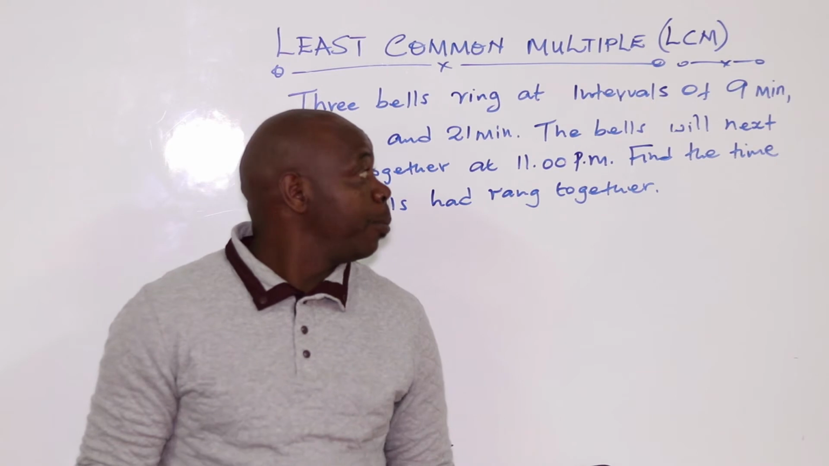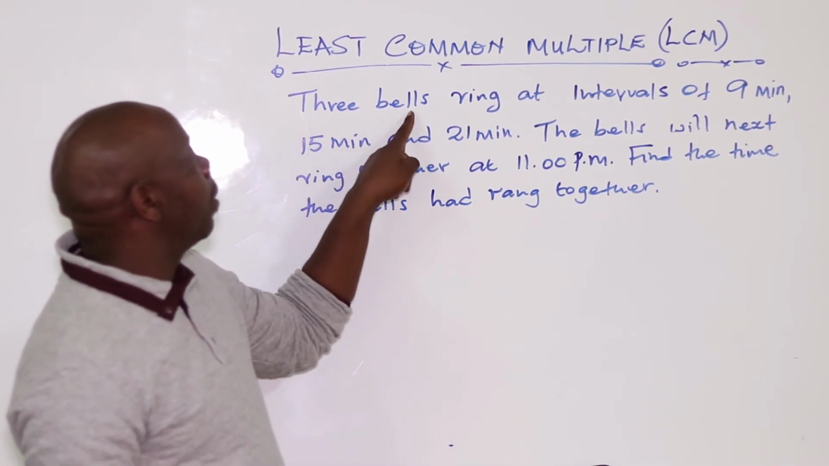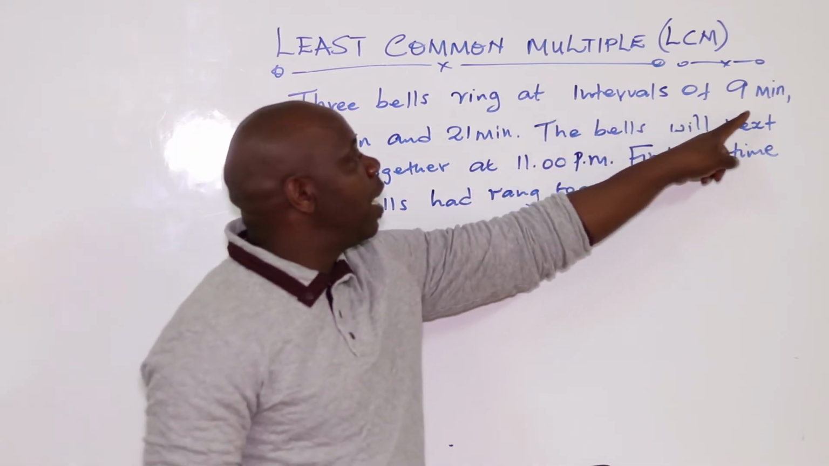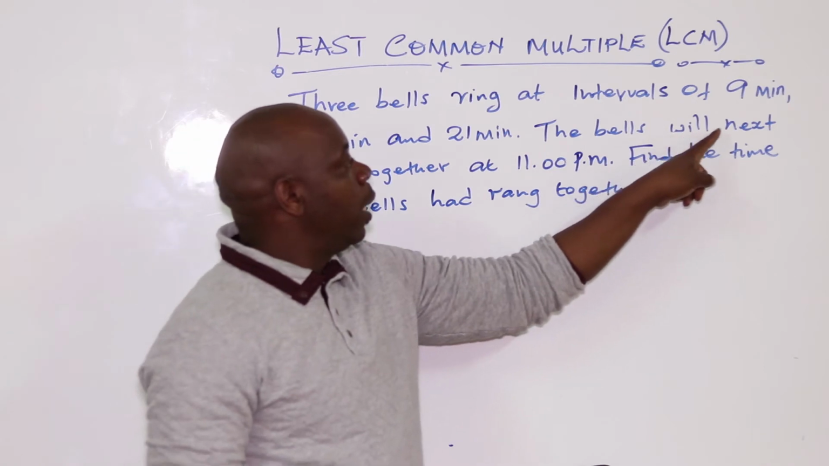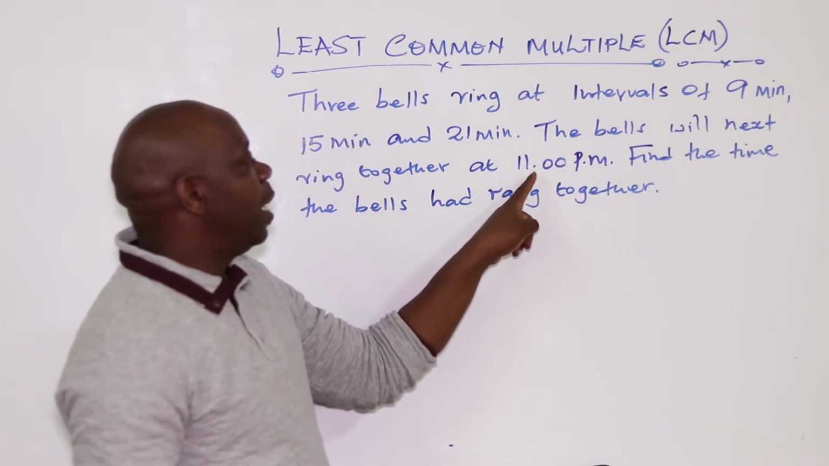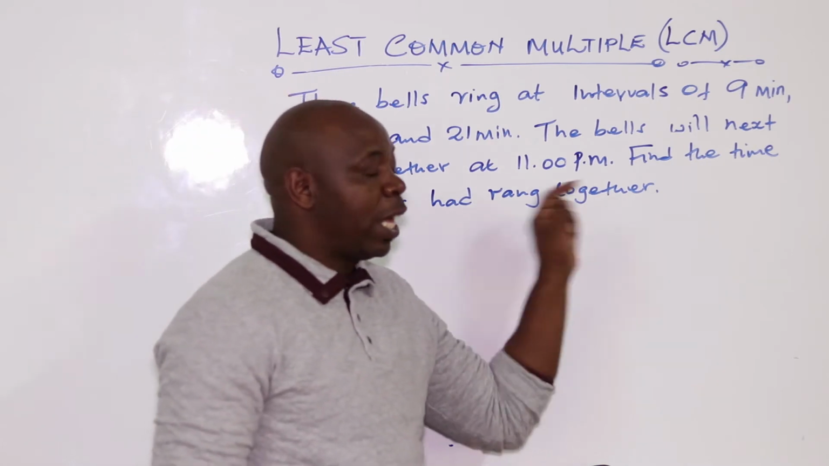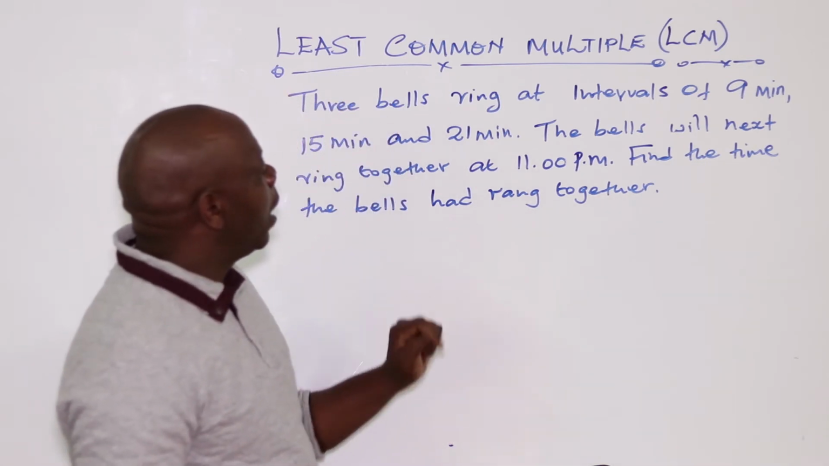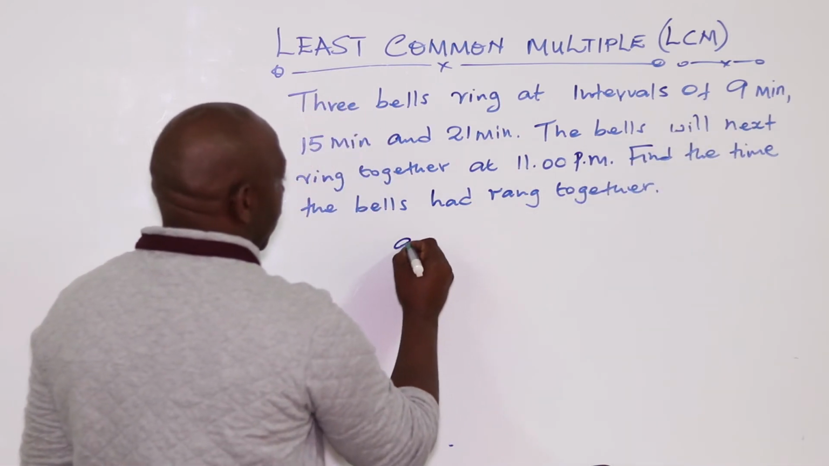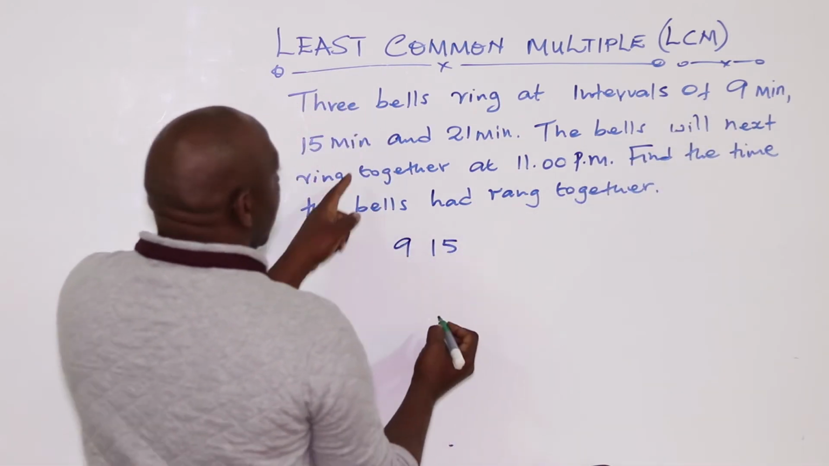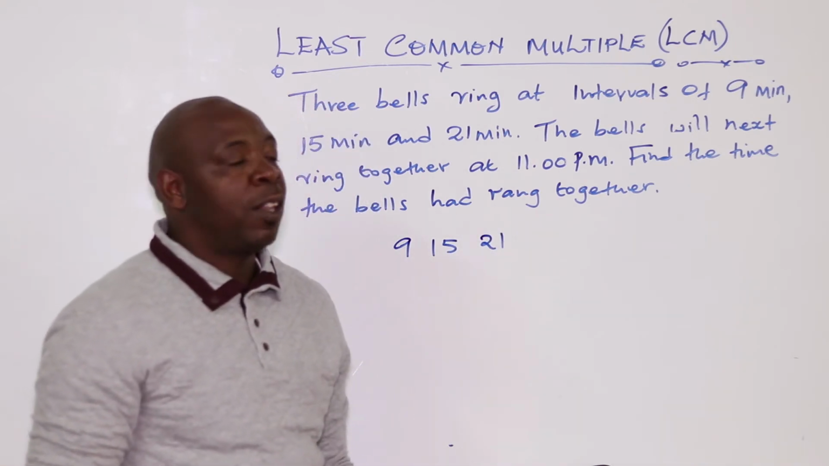Application of LCM. We are going to consider a question here. You are told that 3 bells ring at intervals of 9 minutes, 15 minutes, and 21 minutes. The bells will next ring together at 11 p.m. Find the time the bells have last rung together. So this one is the LCM of 9 minutes, 15, and 21. In this example, we are going to use the table method.